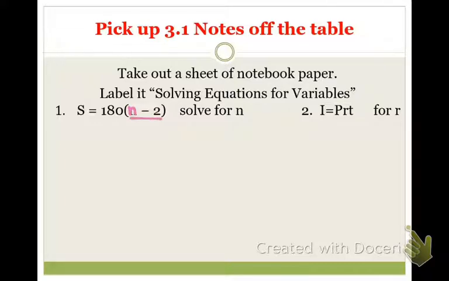But in order to do something with it, I need to get n minus 2 by itself. So what is happening to n minus 2? What is that 180 doing? It's being multiplied. Okay, so what's the opposite of multiplying by 180? Dividing. So I'm going to divide both sides by 180.